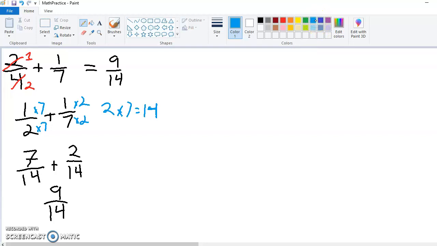So factors of 9 are 3 times 3, and then 9 times 1. And the factors of 14 are 1, 14, and then 2 and 7. So notice we don't have anything in common other than the 1. And you don't really do anything with that. So this is in its lowest form.